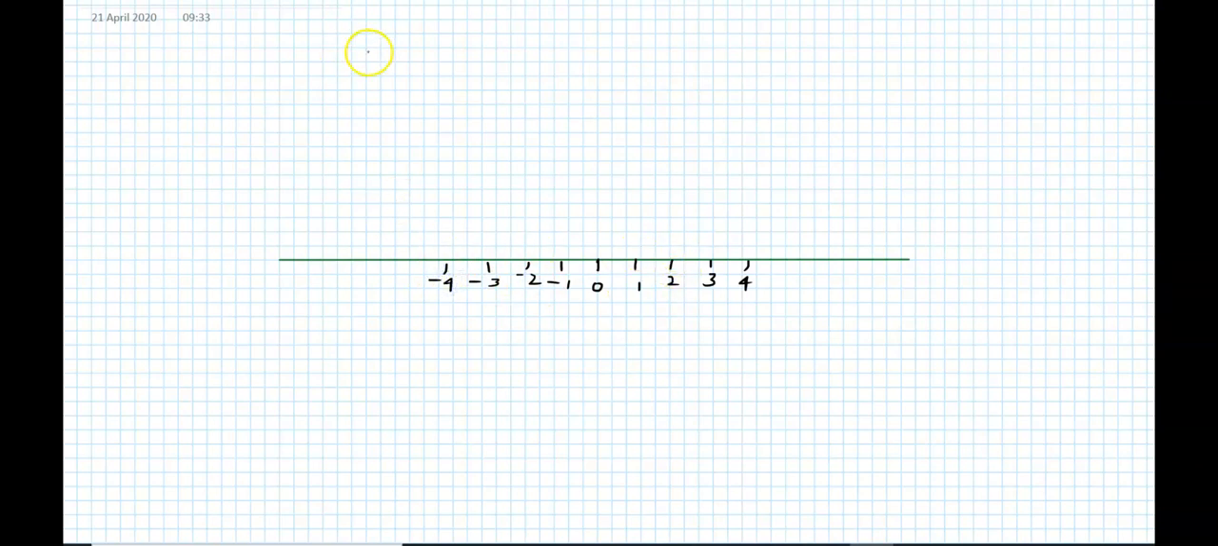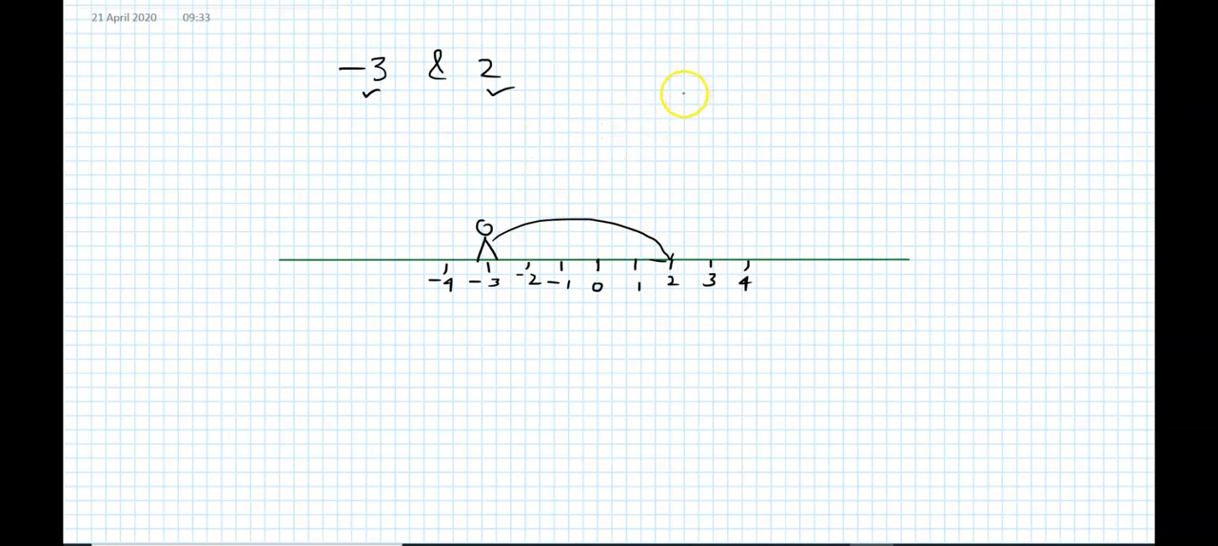So if we think about -3 and 2, which one is greater? Any idea? Is -3 greater or is 2 greater? Let's stand on -3. If somebody is standing on -3, the number on your right hand side is 2. If you stand on -3, the number on your right hand side will always be greater. So 2 is greater than -3.